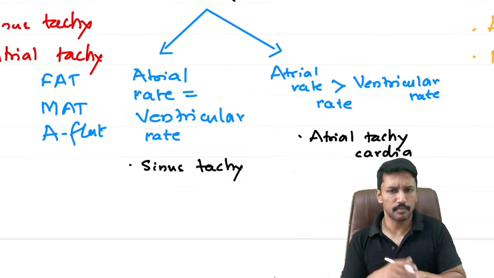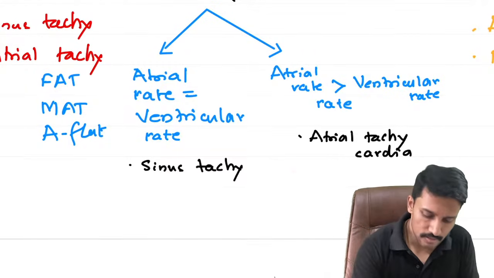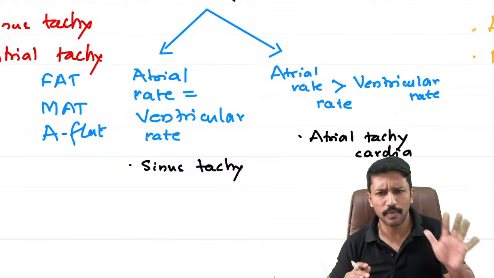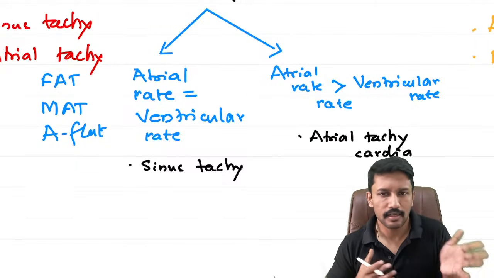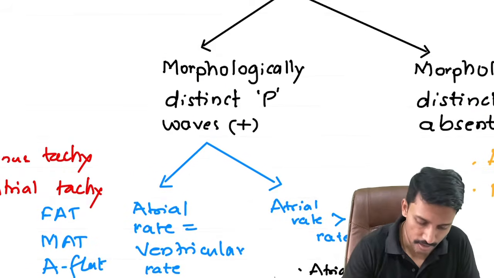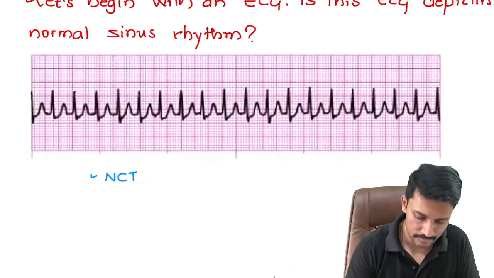Why that happens, I'll brief you. But what I have to see is whether the atrial rate is higher than the ventricular rate to call it atrial tachycardia. So we'll go back to the ECGs that we had seen and decide whether it fits into any of these abnormalities, right? So let me take you through the first ECG that we had seen.